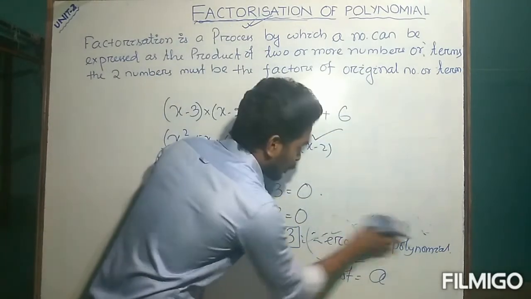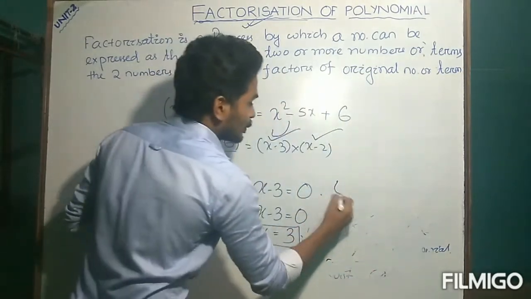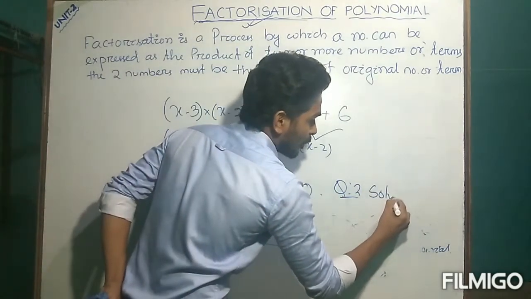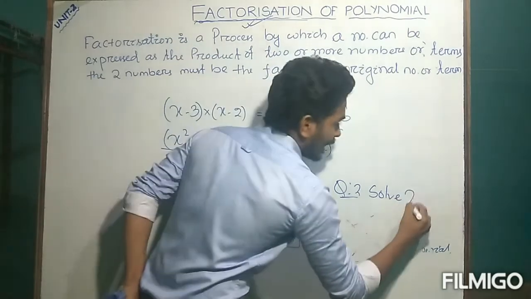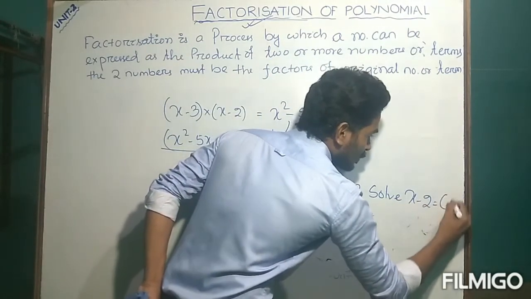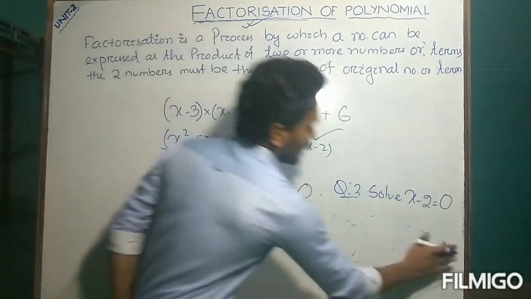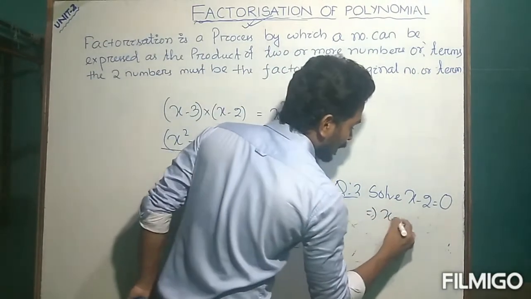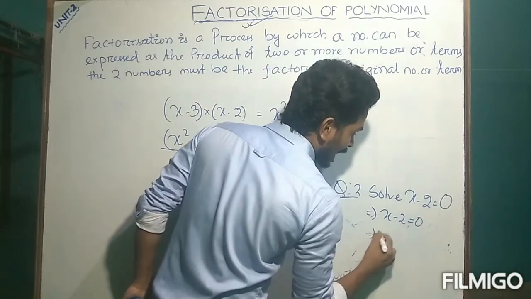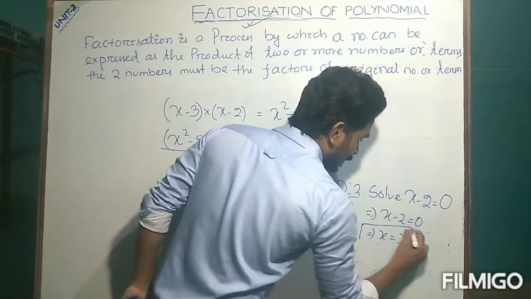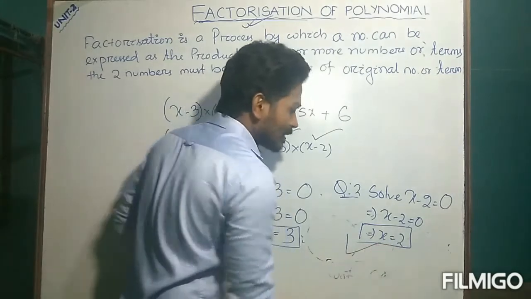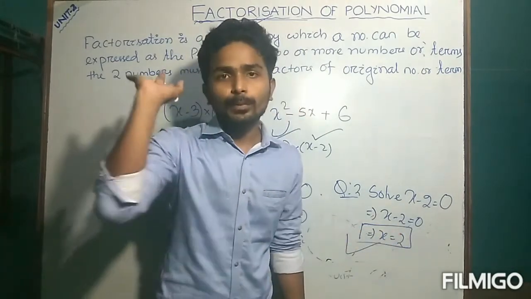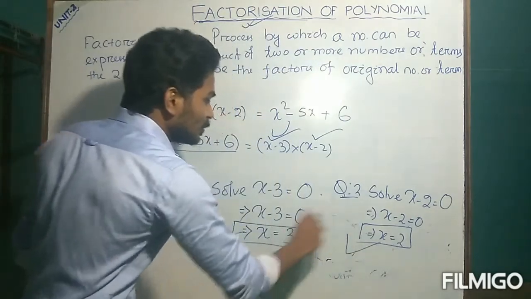So we get x = 3 here. Now take one more example. Question 2: solve x - 2 = 0. That means x - 2 = 0, that is x = 2. So here you get the zero, or the root of the polynomial, as 2. So compare these two cases.